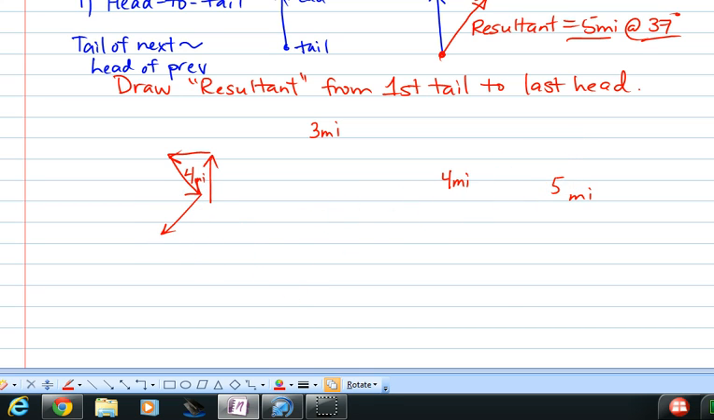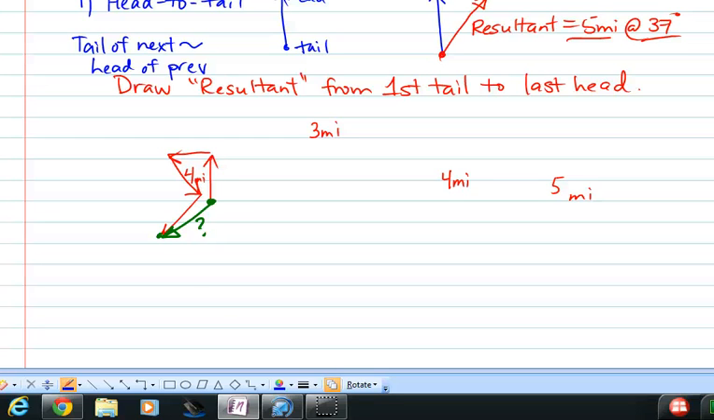And then if I want to find the resultant, I'll do this in a different color, I'll start at the first tail and I'll go to the last head. Now I would need some sort of a grid or something in order to calculate how much that was and at what angle. Okay, so this is a graphical method, and it's somewhat helpful. But if we want to know exact, we need to do something else.